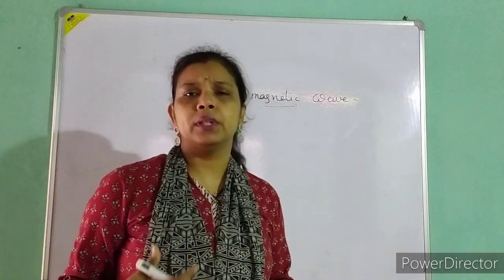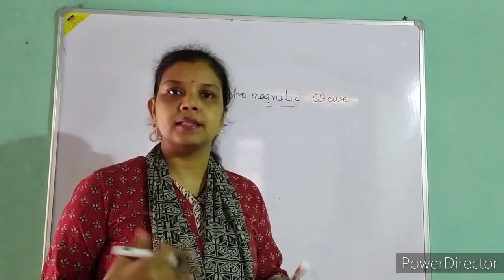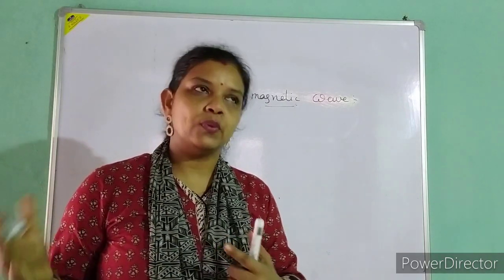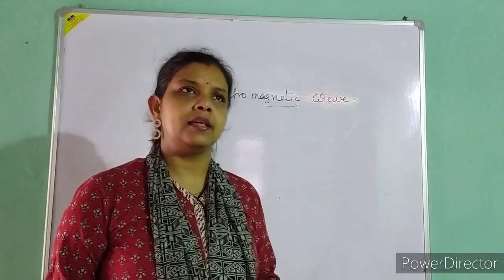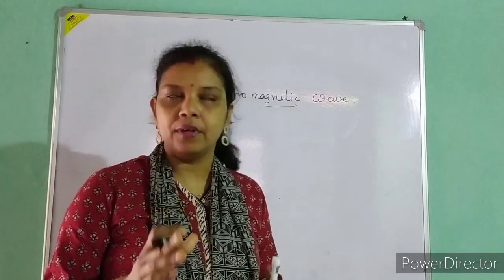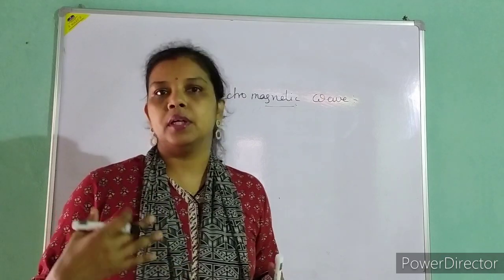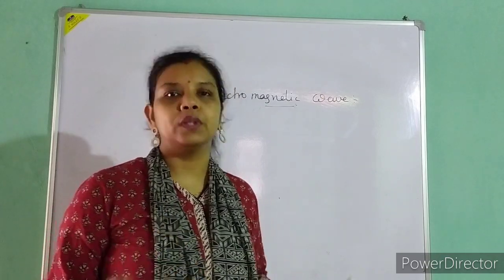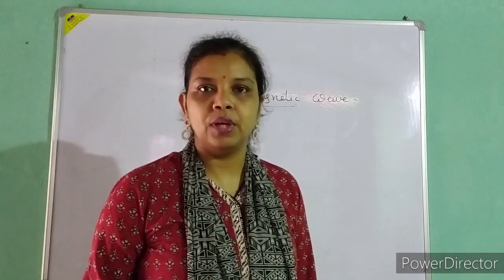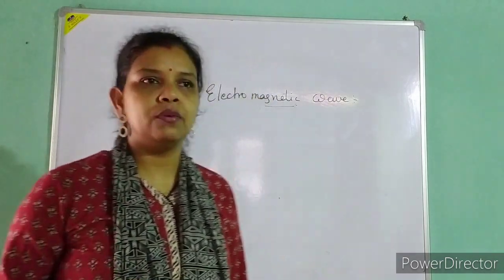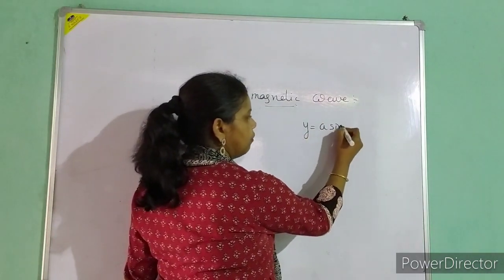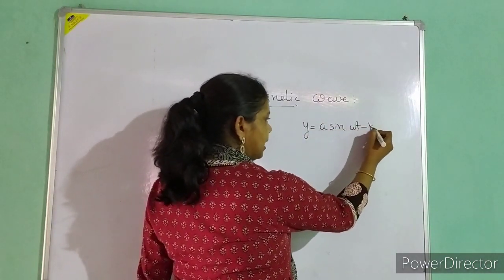So both will move with the same velocity as well as the same frequency. The amplitude will be different, but the frequency, time period, all these things will remain the same for both the cases. So since it is a wave, and that too a sinusoidal wave, we have learned in class 11 that sinusoidal waves are represented by y equals a sine of omega t minus kx.